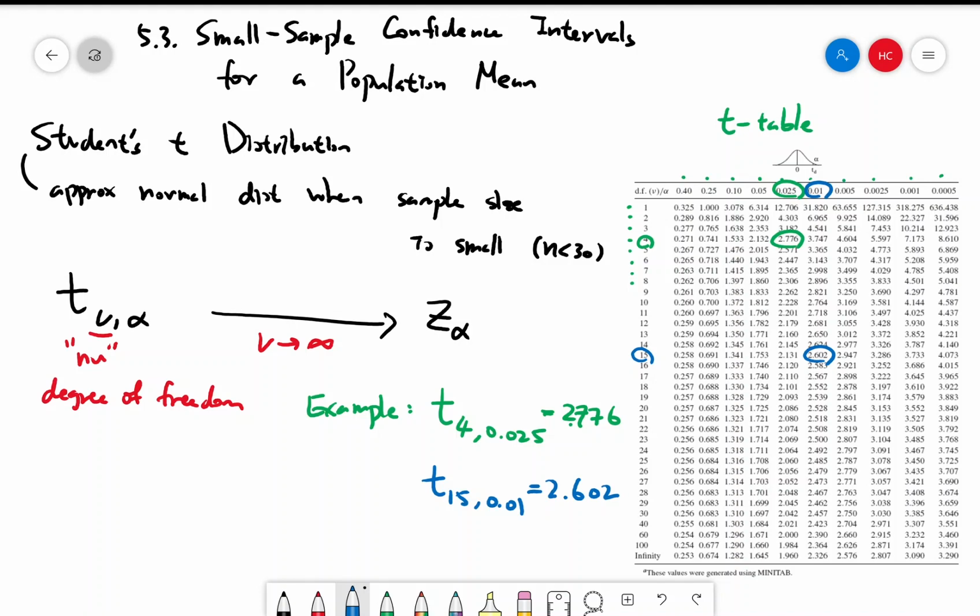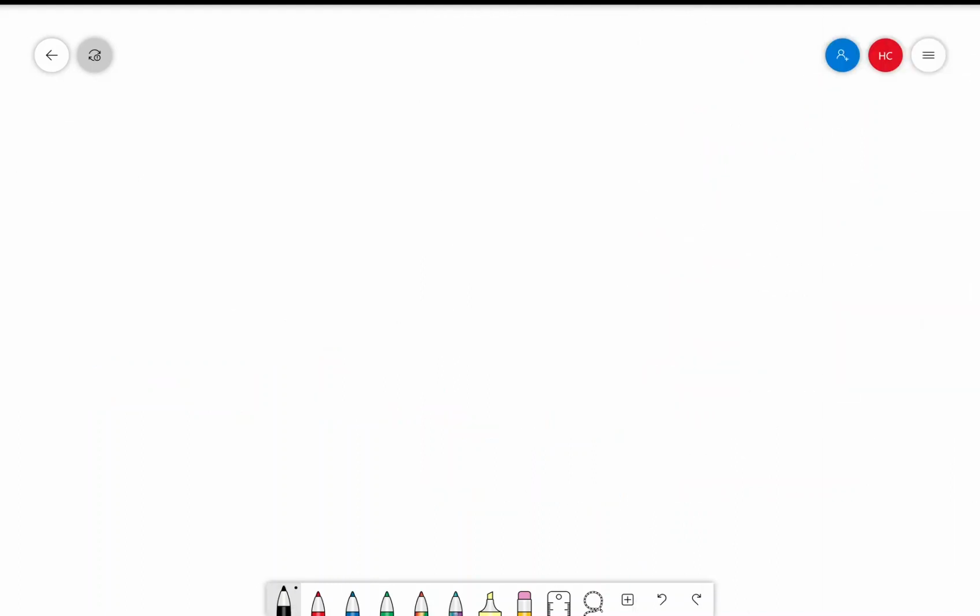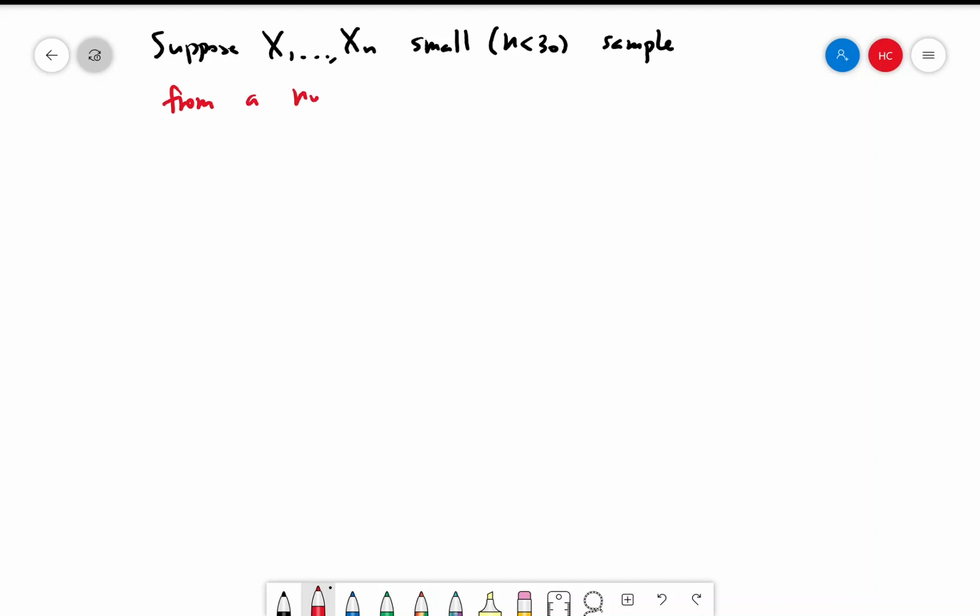Alright, so now we know how to use the t-table. We can start talking about confidence intervals. Let's suppose we have a small sample. Small, again, means no more than 30. And this is a very important assumption. If the sample is small, then we have to assume the sample comes from a normal distribution. If we don't know whether the sample comes from a normal distribution, then we cannot construct the confidence interval. So this is a very important assumption.